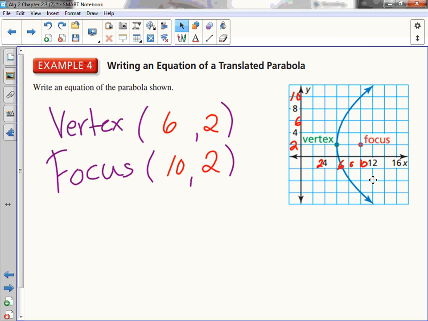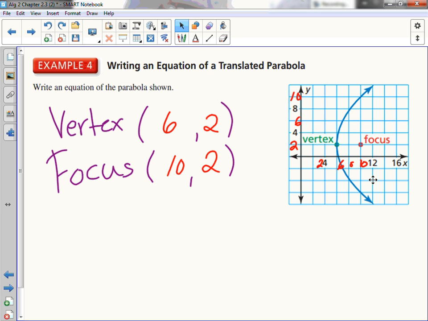Are we dealing with x equals, or are we dealing with y equals? Now with the graph, there are 2 ways we can figure it out. One is, which way is it opening? It's opening to the right, yes? Which one of the 2 equations opens to the right? Y equals or x equals? X equals. So that's one way we can see it.